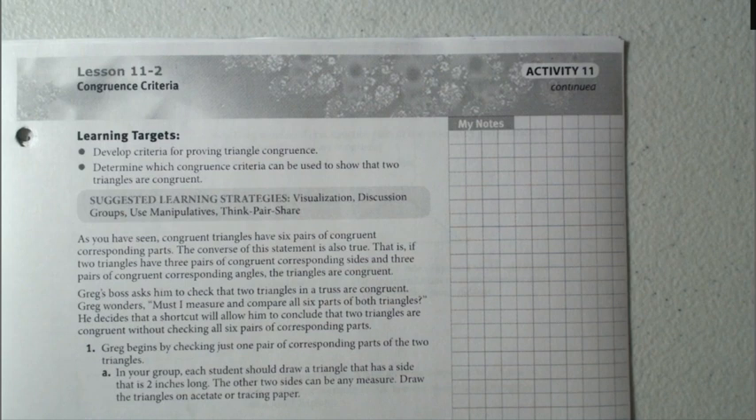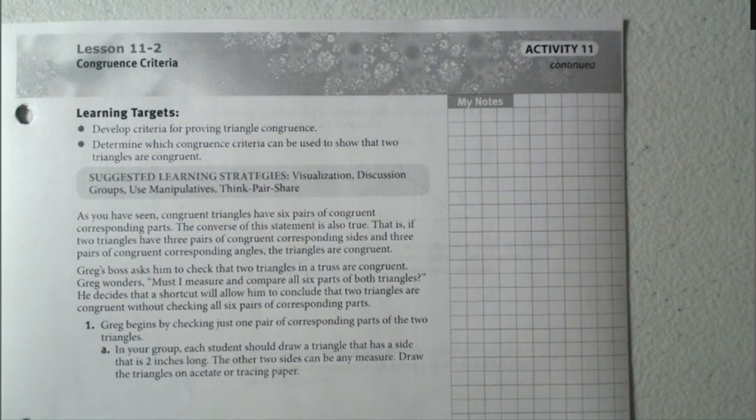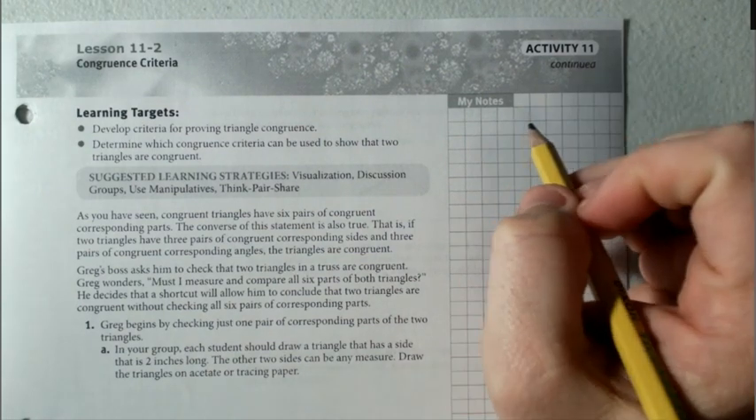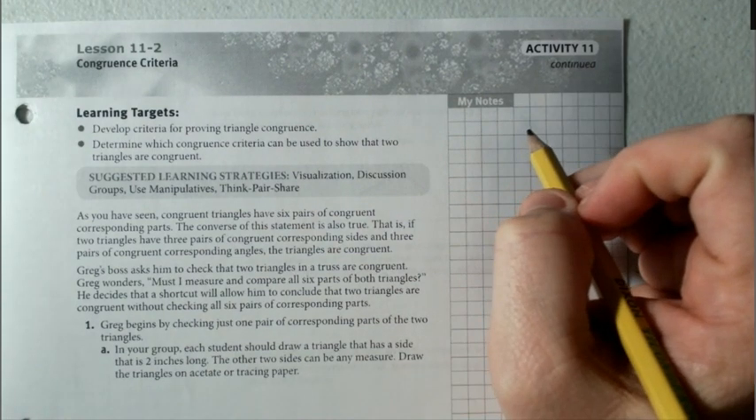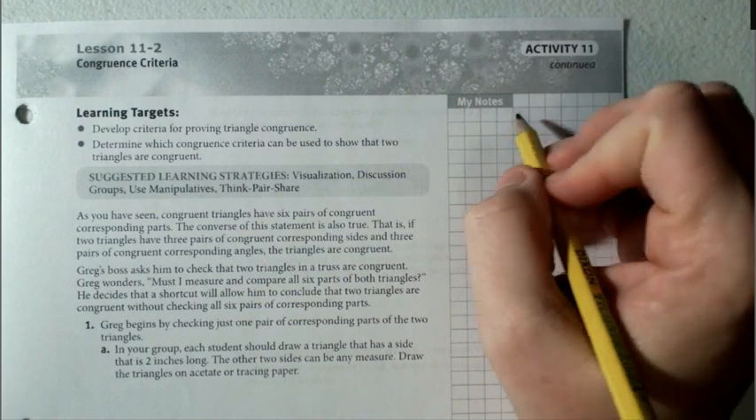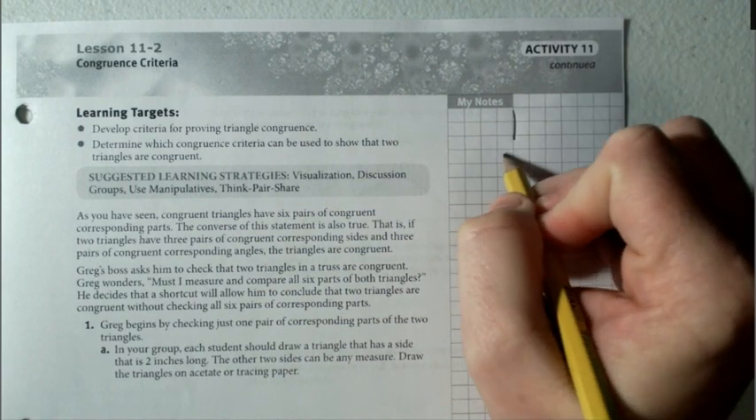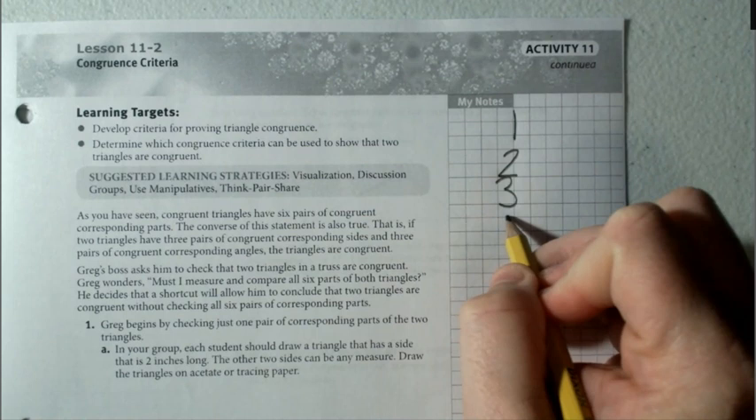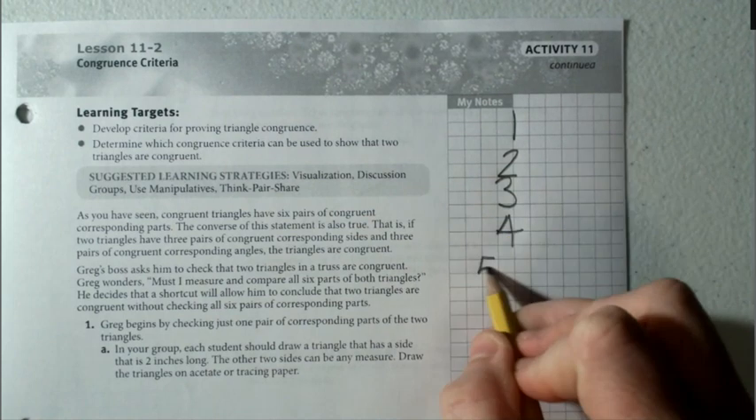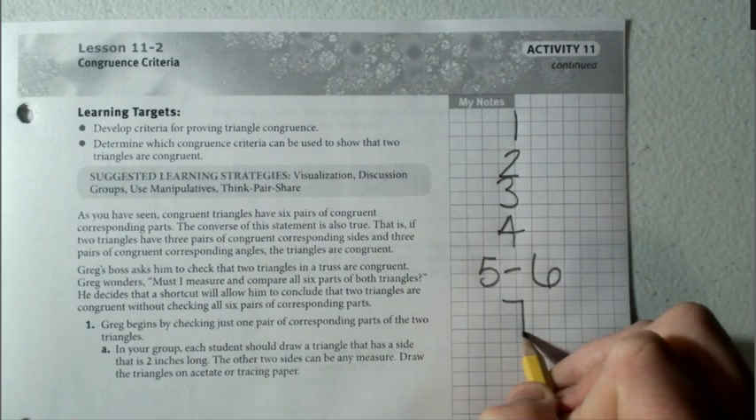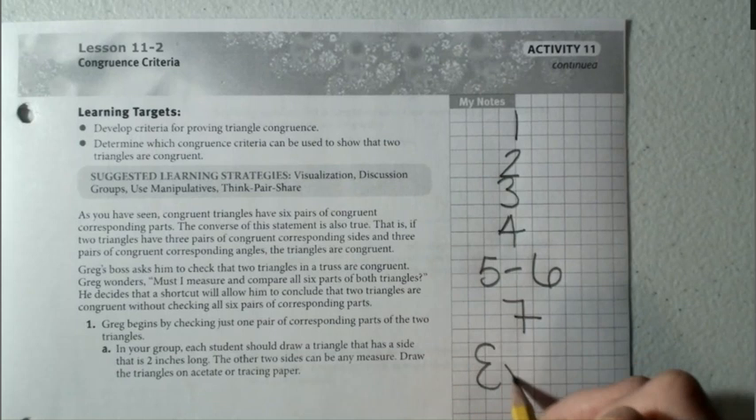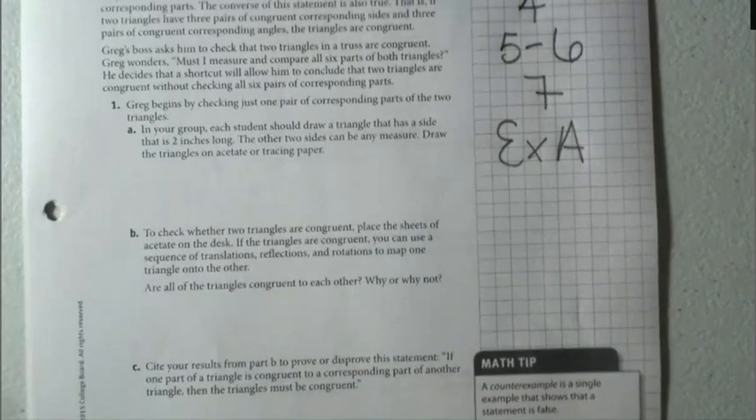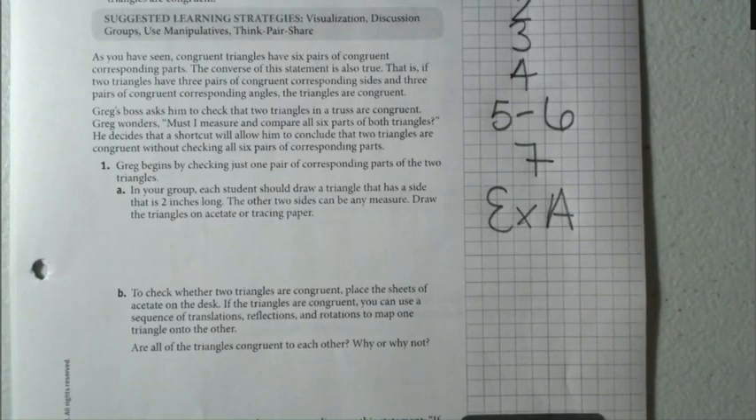All right, today we're going to be talking about Lesson 11-2, Congruence Criteria. This section is going to be split into seven sections. We're going to cover 1, 2, 3, 4, questions 5 and 6, question 7, and example A. Let's start off by looking at the beginning intro.